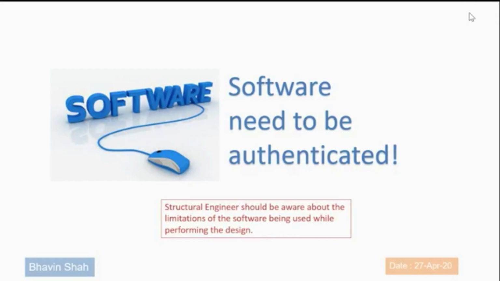Now, it is very important that whatever software we are using must be authenticated, like whether the software is performing the design or analysis exactly as per the updated Indian standard or not. Based on the authentication exercises, if we find that certain clauses are not included, then we might have to take some precautions manually before we release the drawings for construction. So in short, the structural engineer should be aware of the limitations of the software being used while performing the design.